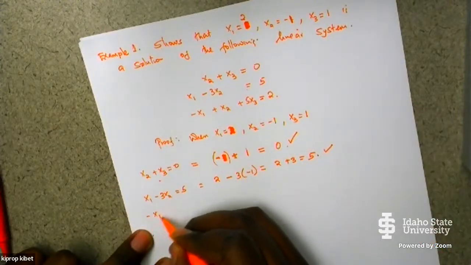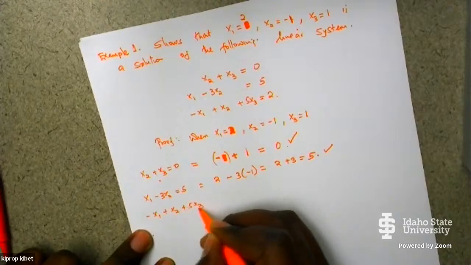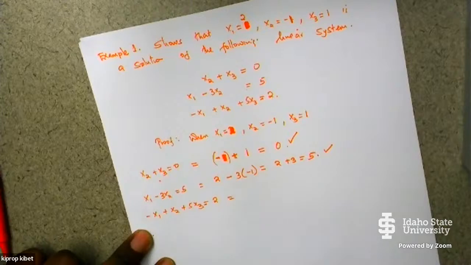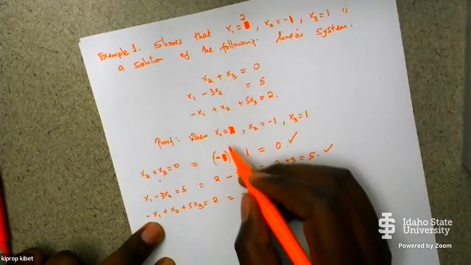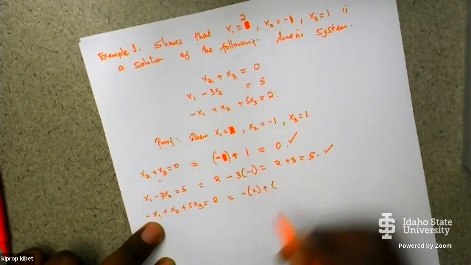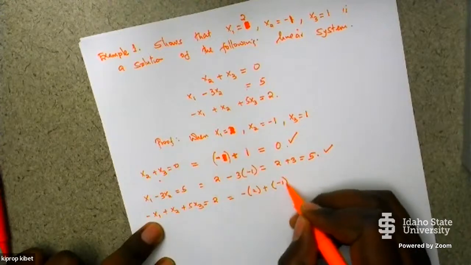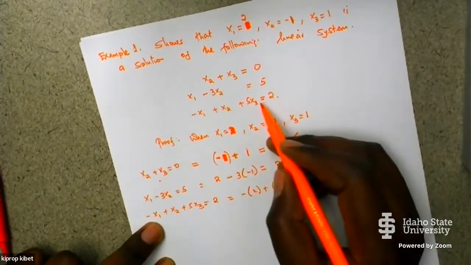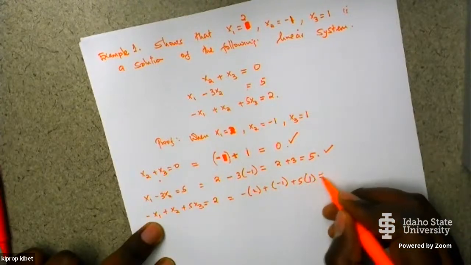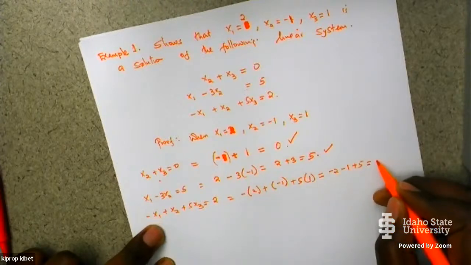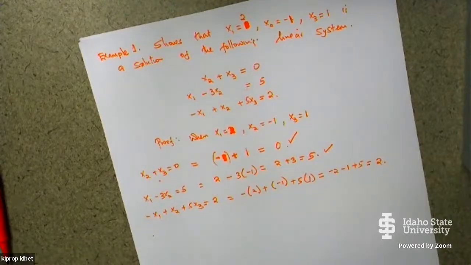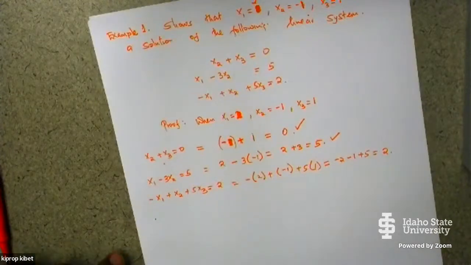So we check the third equation: minus x1 plus x2 plus 5x3 equals 2. So this is equal to negative x1, which is 2, plus x2, which is negative 1, and then plus 5 x3, where x3 is 1. This gives us minus 2 minus 1 plus 5, which is equal to 2. So this shows that x1, x2, x3 is the solution of that linear system.